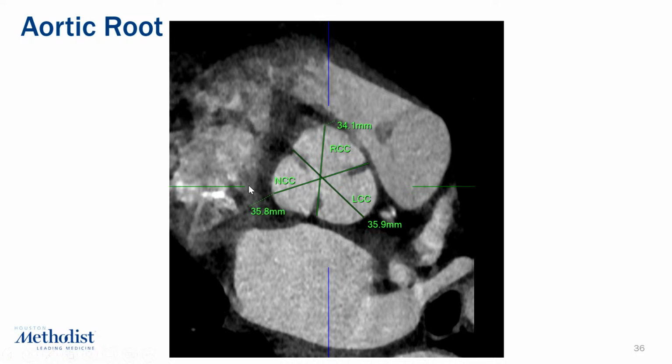Whenever you report your aortic root dimensions, you want to make sure that you report the largest dimension. So you do all three measurements, right to non, left to non, and then right to left. And then if they're all the same, you can just report the average. If they're different, you want to report the largest dimension. Most commonly, we do left coronary to non-coronary cusp, if all three cusps are essentially equidistant.